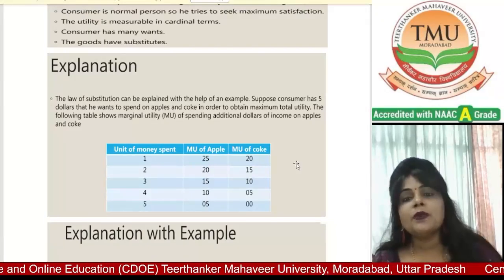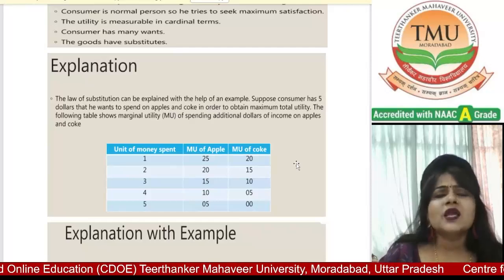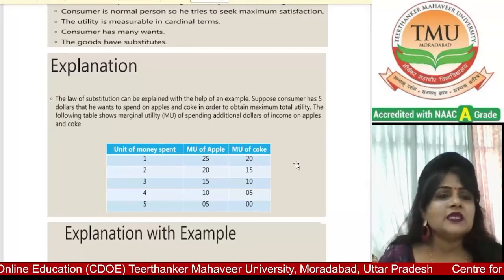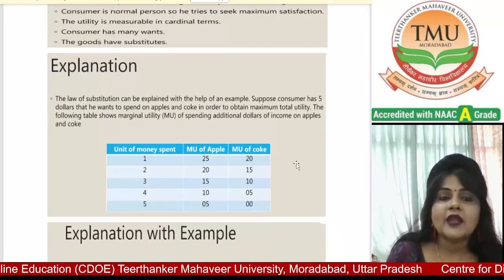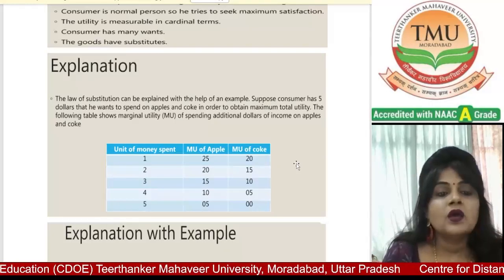In this example, we took two items, apples and coke. Suppose there are different commodities like A, B, C, D, and so on. The consumer will get the maximum satisfaction in the case of equilibrium.